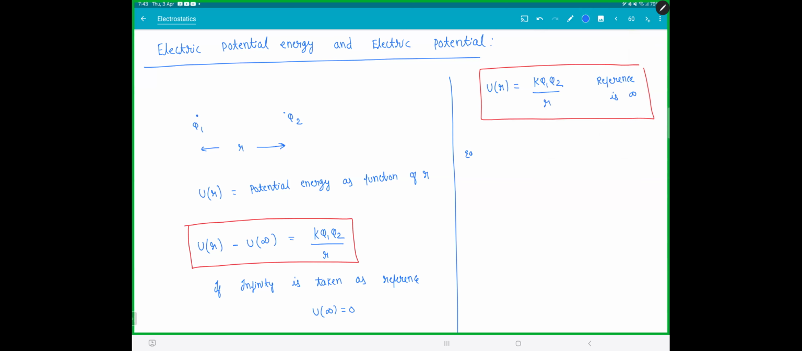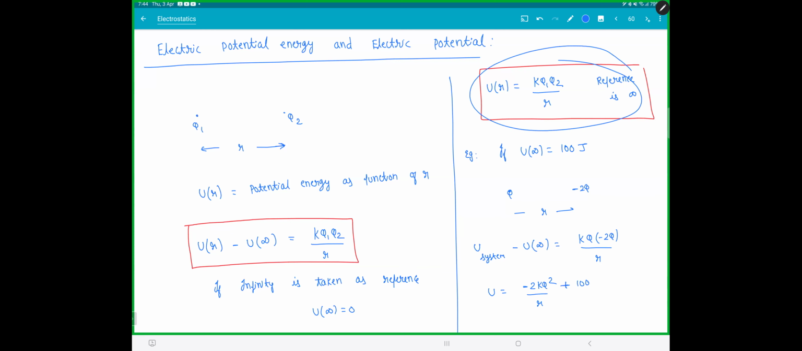Because in exams sometimes they'll ask you like this. If U of infinity is not 0, but let's say it is 100 joules. And let's say this is Q, and let's say this is minus 2Q, and let's say this is R. Then they'll ask you to find the energy of the system. Then the energy of the system will be K Q into minus 2Q by R. So U will be minus 2KQ square by R plus 100. It's basically shifting of origin. So that is the main formula there. You can remember that K Q1 Q2 by R. You can put this in the red box.